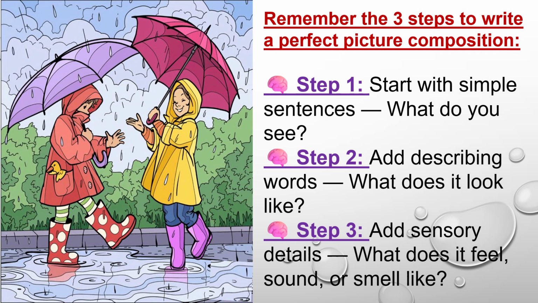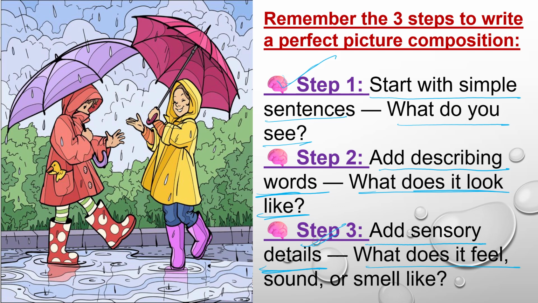Amazing. Now, what you have to remember to write a perfect picture composition. So there are 3 steps. What are the 3 steps? Step 1, start with a simple sentence. What do you see? Right? Now in step 2, what we had done? We add describing words. What does it look like? And in step 3, what you will do? You will add sensory details like what does it feel, sound or smell like. So by using these 3 steps, you can enhance your writing skills and write a perfect picture composition.